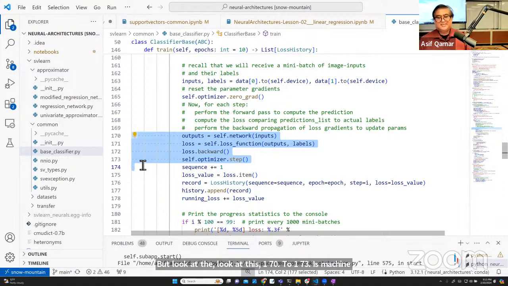What do you do? You put in data inputs. What do you get? Outputs. For a mini batch, suppose the mini batch size is 10, you send 10 inputs, you will get 10 predictions. Outputs are the predictions. Now, you can compare the predictions to the labels to compute the loss, whether sum squared or cross entropy loss. Once you have the loss, the next two steps, 172 and 173, learn from the loss. It's the learning step. You see the word step in line 173? It's the learning step.